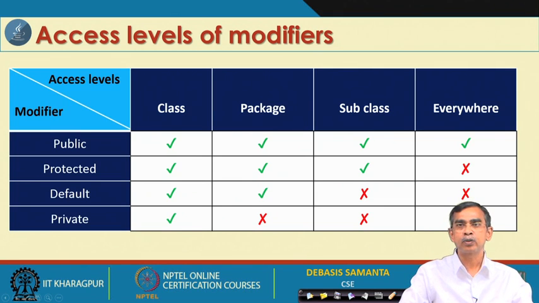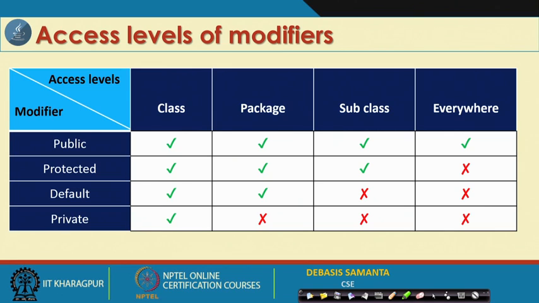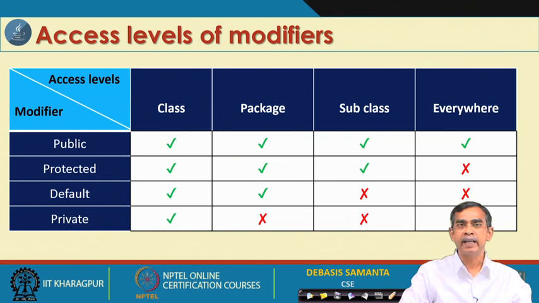Now, the scope can be understood from this table. We have mentioned the access levels and the 4 modifiers that we have discussed. So far as public is concerned, any class has access to a public member, any package also has access, and any subclass, from anywhere. If it is public, it is like global. Anybody can see it, use it, print it, and change the value.